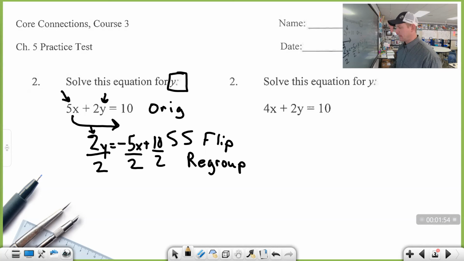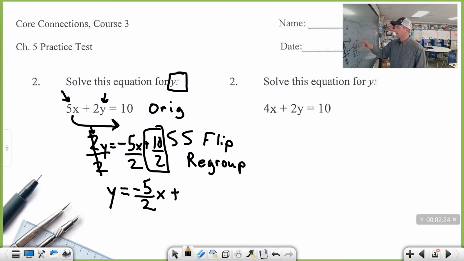And let's go ahead and write my answer down here. I notice 2 divided by 2 is the big giant 1, 1y. On the other side, I have 5 divided by 2. Well, you could leave your answer as 5 over 2x, because when you are graphing, an improper fraction is really helpful. If you want to turn that into a decimal, that's okay too. Then I have plus, and I have 10 divided by 2. 10 divided by 2 is 5.